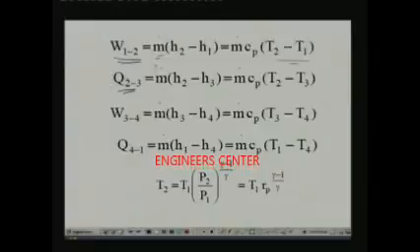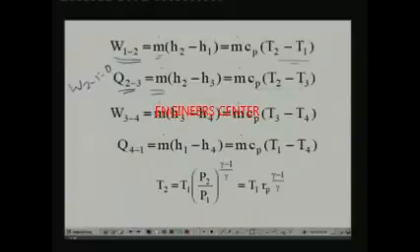And process 2 to 3, if you remember, is isobaric heat rejection. During this process there is no work transfer. So W23 is 0 because this process was performed in a heat exchanger, so no work was done. When this is 0 and when delta KE and delta PE are negligible, if you apply the steady flow energy equation, you can easily show that Q2 to 3 is m dot into H2 minus H3, which is equal to m dot Cp into T2 minus T3.